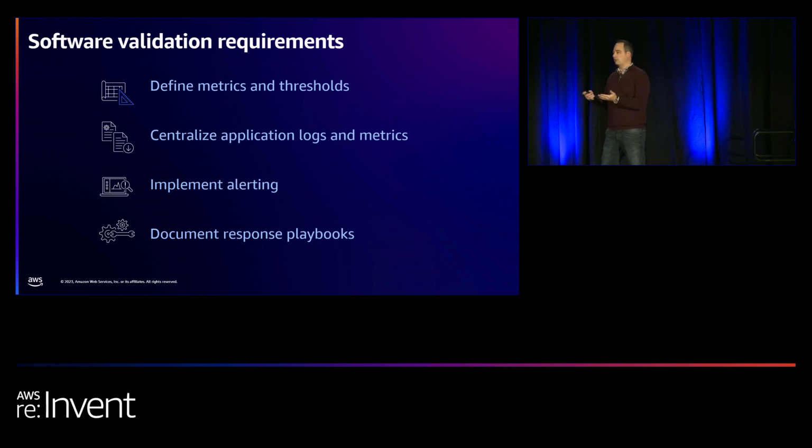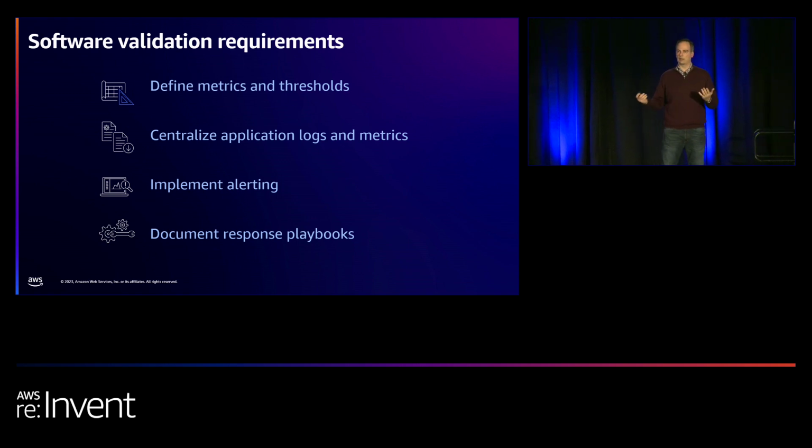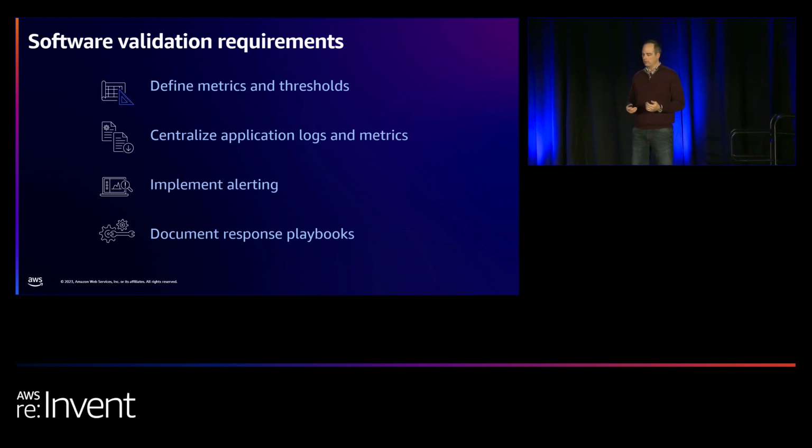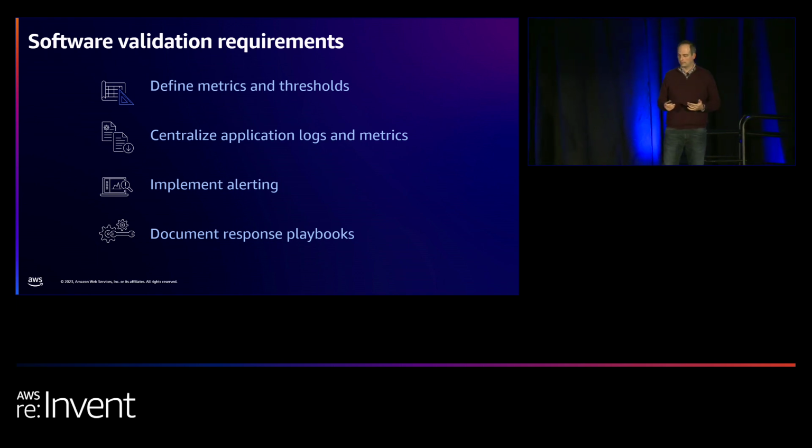Additionally, we want to see that you've actually implemented alerting, that you've got mechanisms in place to make sure that when bad things happen, your team is getting the alerts that they need so they can go and take action. And lastly, have documented response playbooks. For any alert that you're creating, you should have a playbook available so that your ops team knows what to do to troubleshoot that.